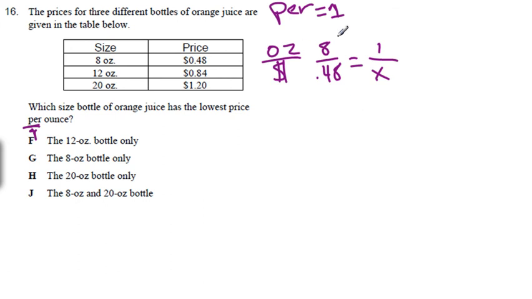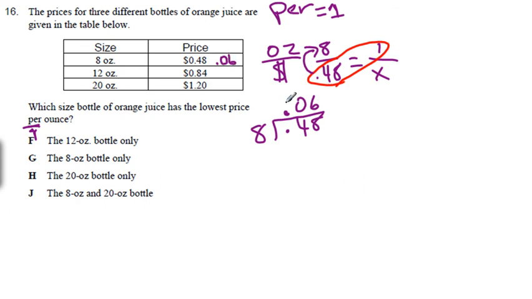But the reason we don't have to do proportions every time is the simple fact that there is this 1. So when we cross multiply, we're just timesing it by 1, and that doesn't do anything. This is just 48 cents. And so we need to divide that by 8. So 8 can't go into 4, but it can go into 48 6 times. So what is the price per ounce? It is 0.06.